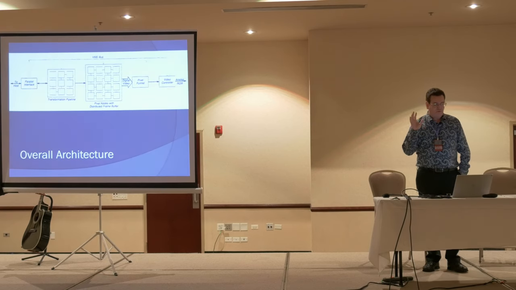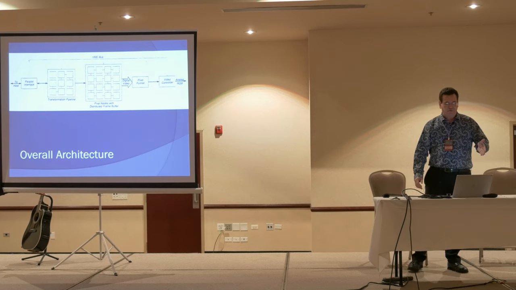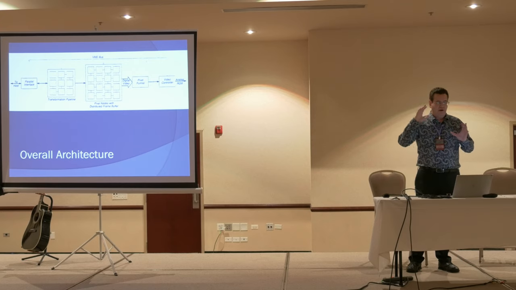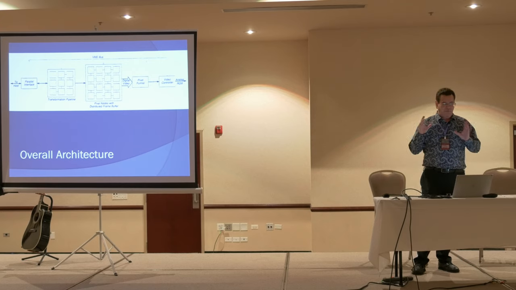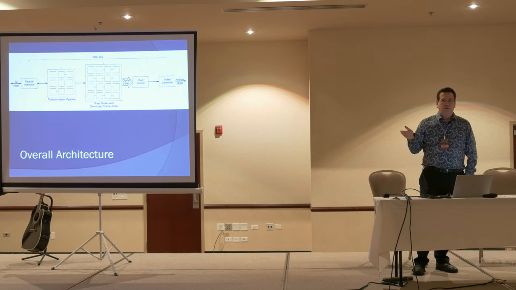So this is kind of a figure, you know, block diagram of the overall architecture. You've got a parallel interface to the host. You've got a network of processors that act as a transformation pipeline. You've got the pixel nodes, and then the pixel funnel does the video scan out at the end. Now, if you've ever programmed a modern GPU, you'll see some things that are very similar here.